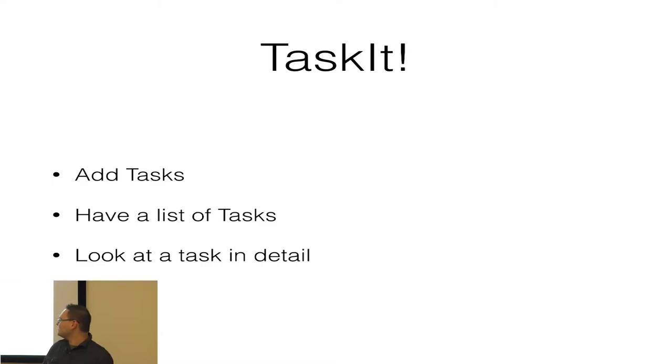Could have, so let's see. How about one of the contracts? Task interface. Close. So you could have an interface for the view. So it could be task detail interface dot view, and then task detail interface dot listener. So you could have two interfaces in one, and that's the trick for the event listener.